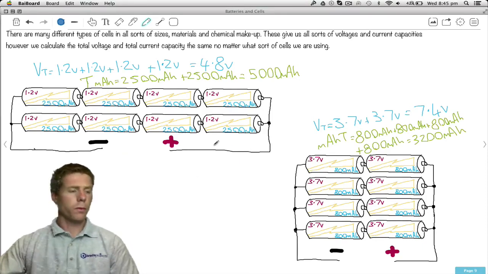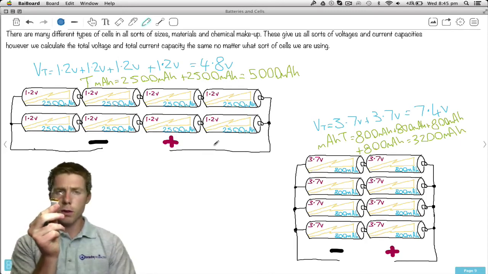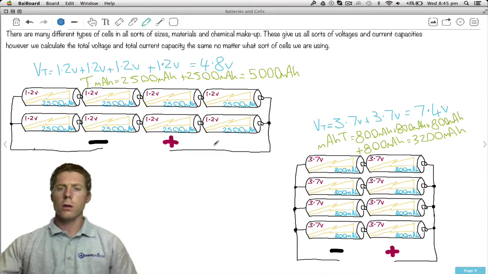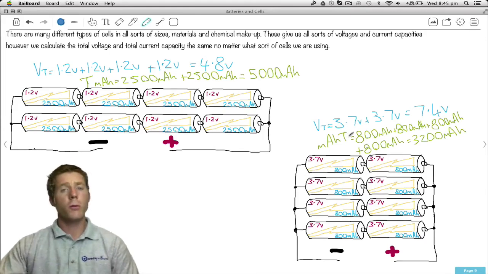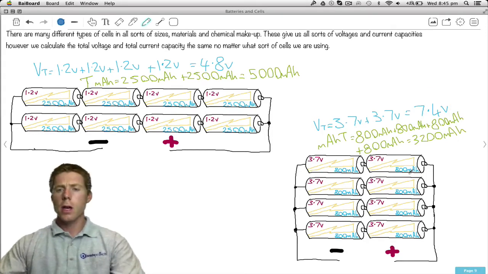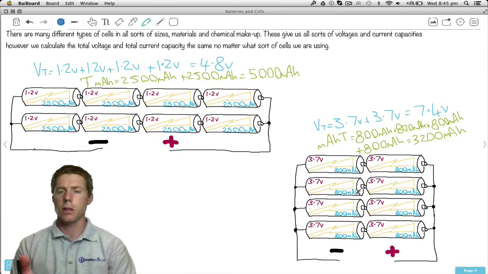What about another example? Well, this particular guy, that's actually a 3.7 volt cell. So if we got a couple of 3.7 volt cells, put them in series, we're going to get 3.7 plus 3.7, which is 7.4 volts total. And each one of these are rated at 800 milliamp hour. So pretty small capacity compared to the other ones.